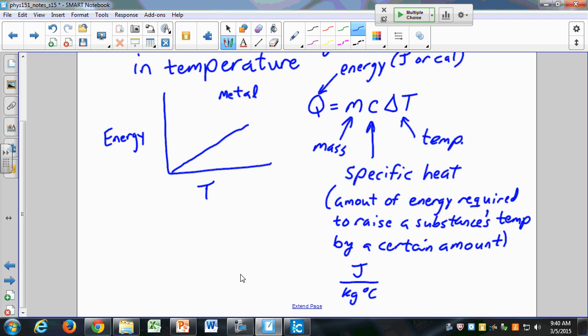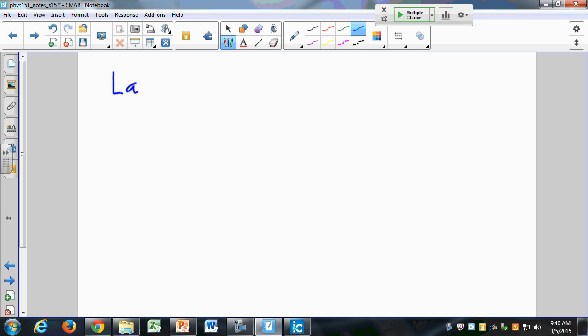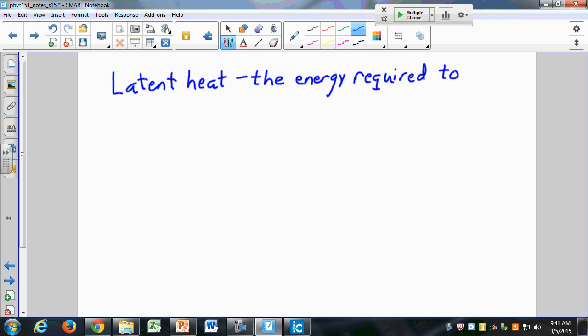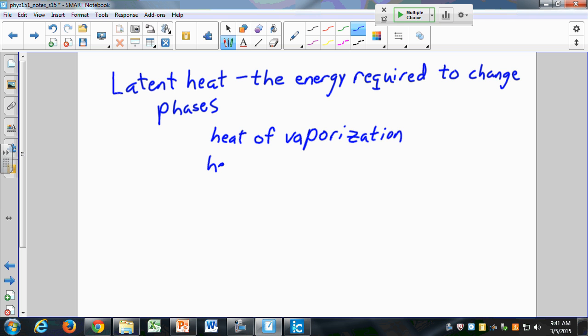There's something else regarding calorimetry called the latent heat. And this is the energy required to change phases. That means to go from a solid to a liquid or a liquid to a gas. We have two different latent heats. We have the heat of vaporization. And the heat of, gosh, what do they call it in your book? You might know. I'll look it up. There are a couple different.